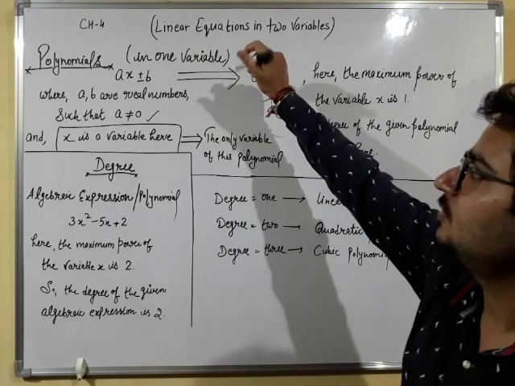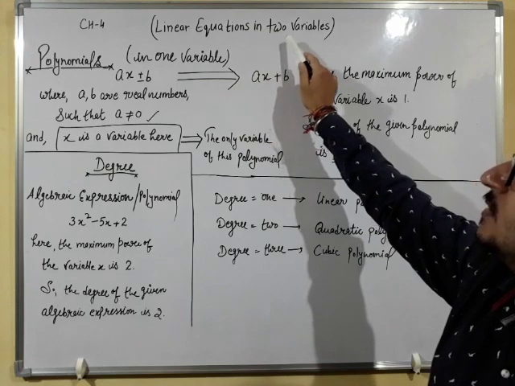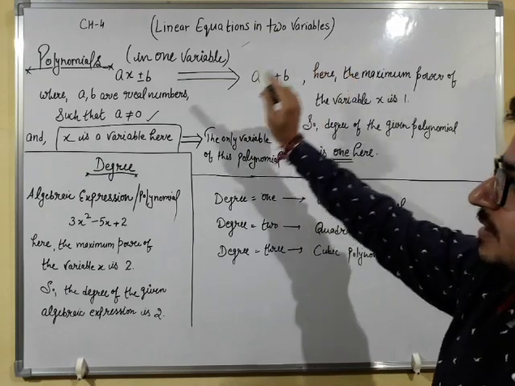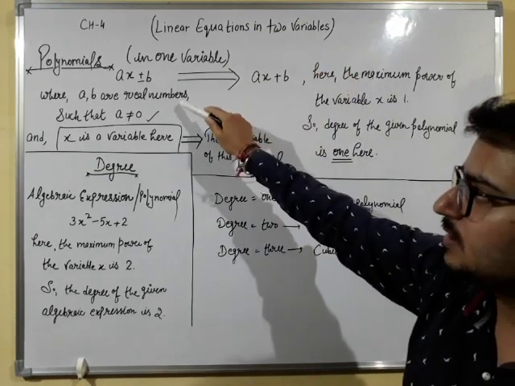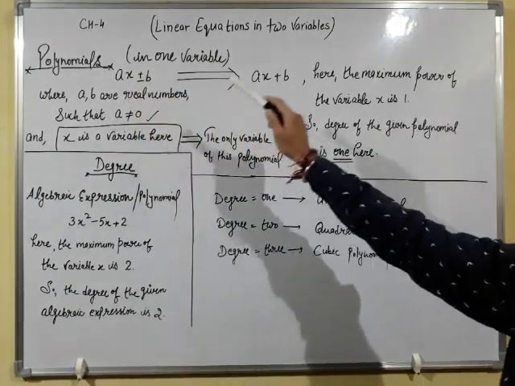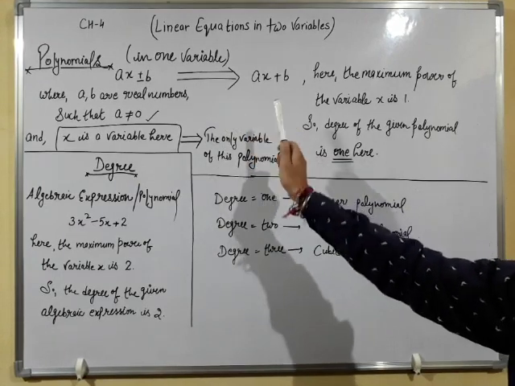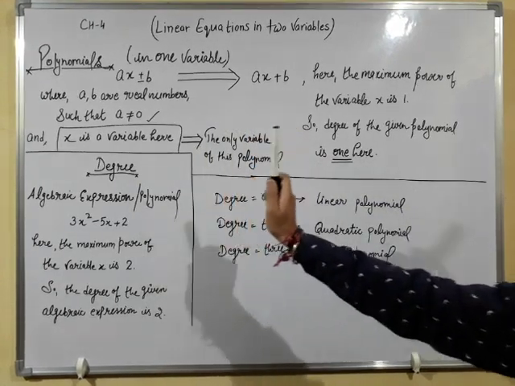In this chapter, we have to study linear equations in two variables. But here we have started our topic from polynomials. Why? Later I will explain each and everything. Till then, keep watching the video.